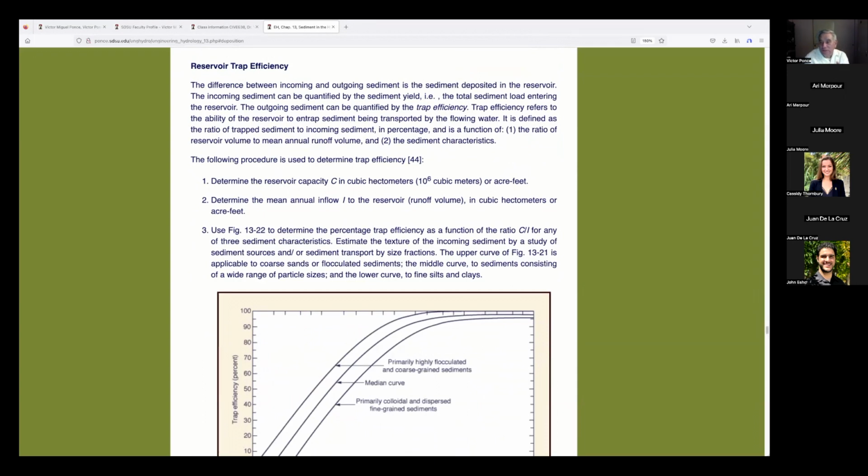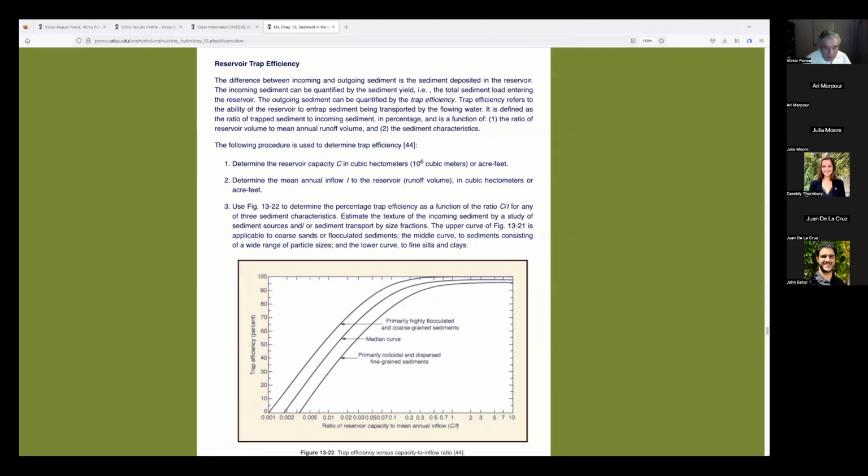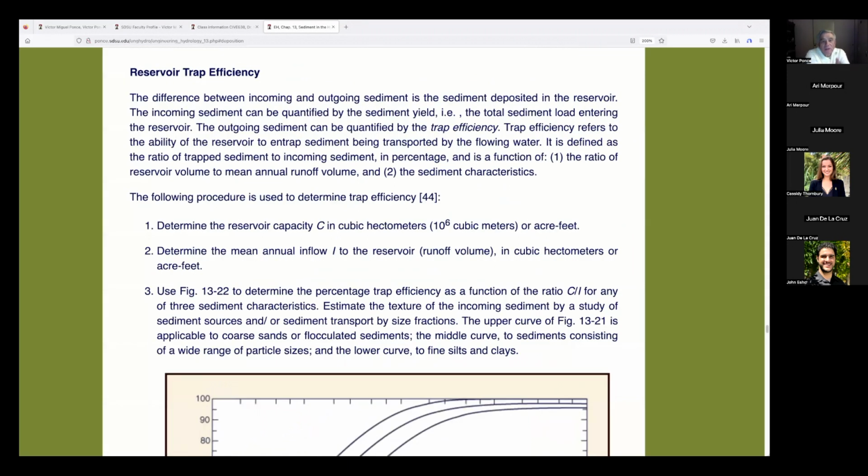Reservoir trap efficiency. The difference between incoming and outgoing sediment is the sediment deposited in the reservoir. That's obvious. So the sediment is going to move into the reservoir. There's no way we can stop that. And some of it is going to stay in the reservoir. And how much of it is going to stay? What percentage is going to stay and what percentage is going to pass? We know for a fact that a small percentage will pass. Actually, a percentage will pass.